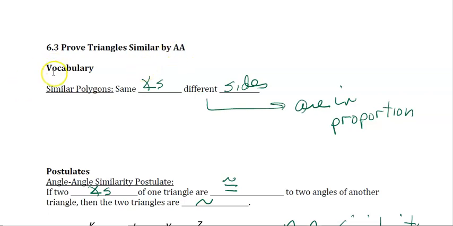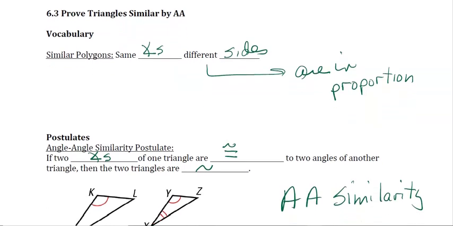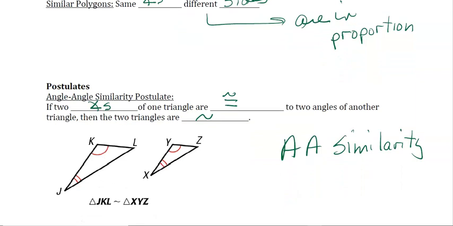Okay, in terms of vocabulary, similar polygons, we know, have the same angles, so that means the corresponding angles are identical in size, and the sides are not identical. They're different, but they are in proportion. So we had learned that previously, so that's just a continuation of what we have done. So let's look at this postulate.